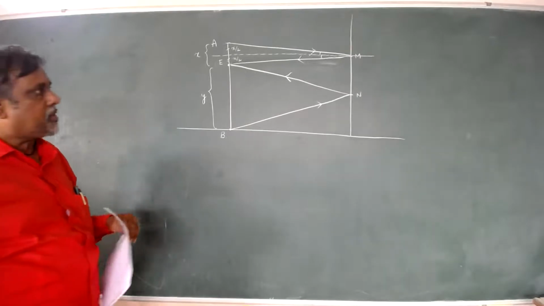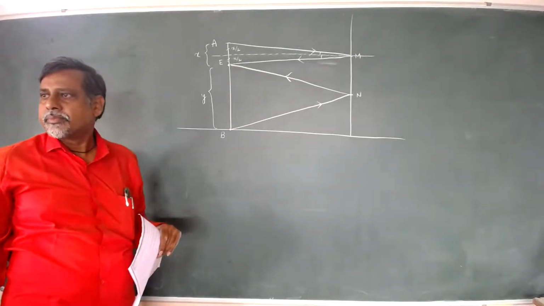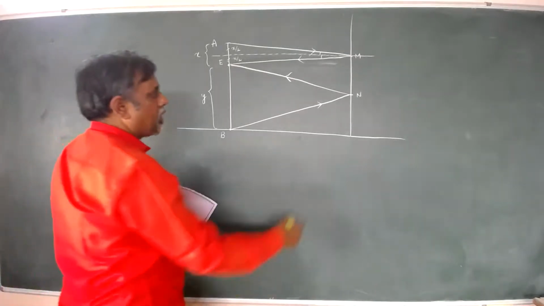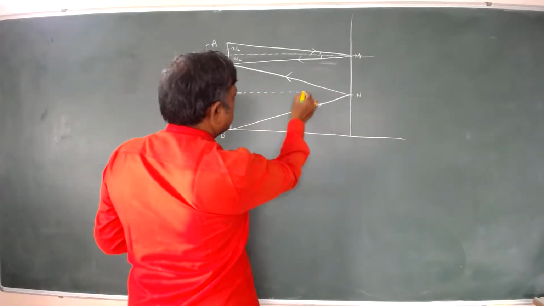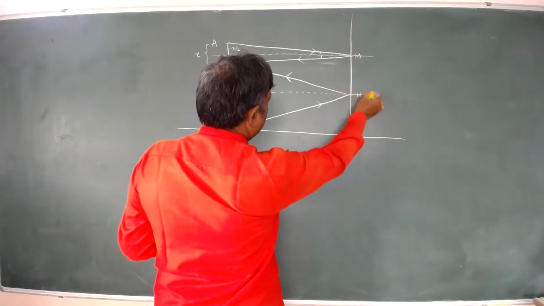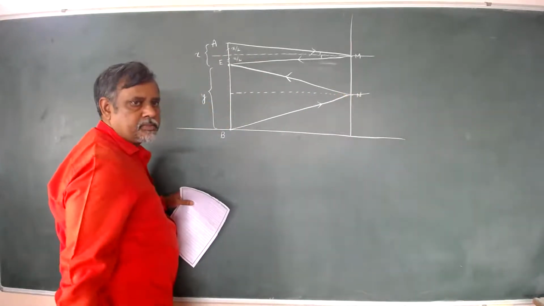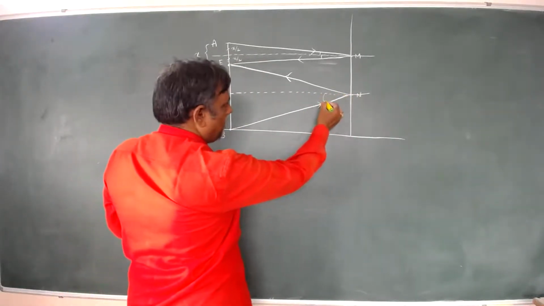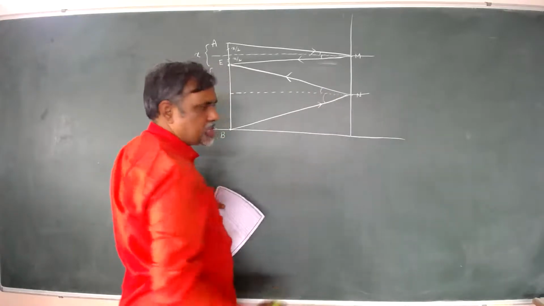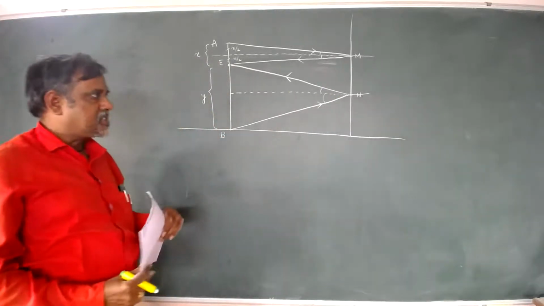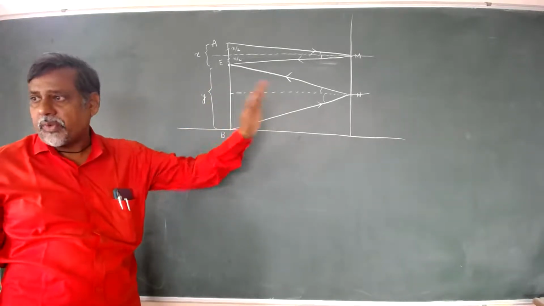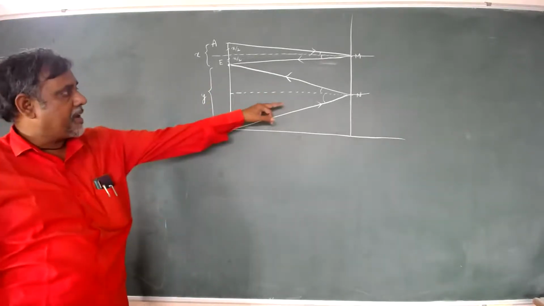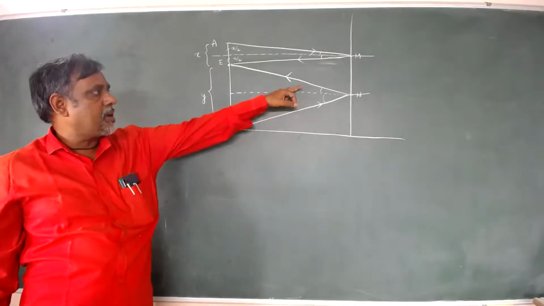This is the way the reflected ray moves. Got it? Now again, if you draw the normal, which is perpendicular to the mirror through the point of incidence, what happens? This becomes the angle of incidence, this becomes the angle of reflection. Since it is a reflection by a plane mirror, this is a regular reflection, in which the angle of incidence is equal to the angle of reflection.